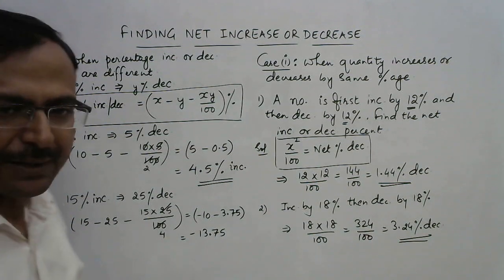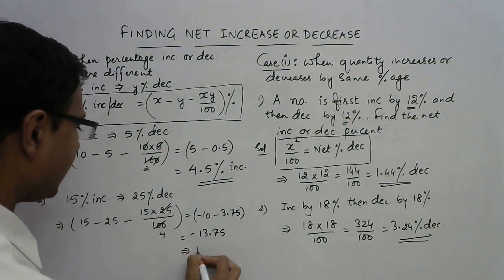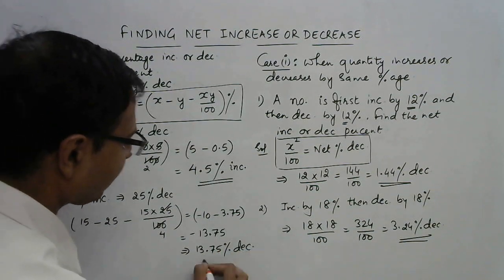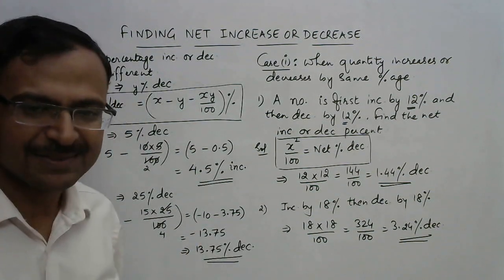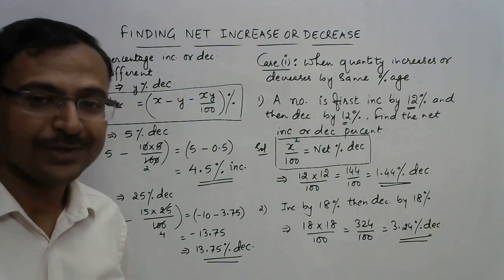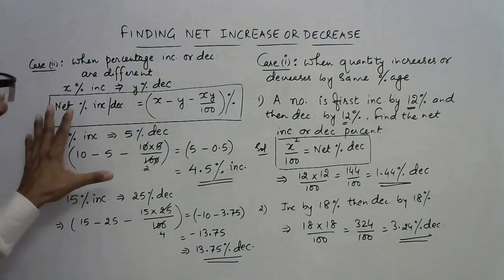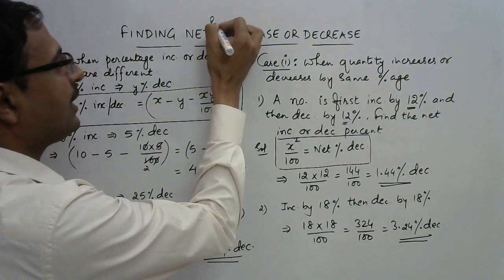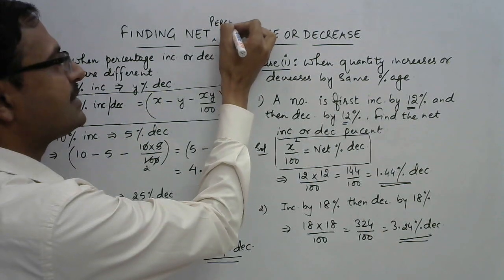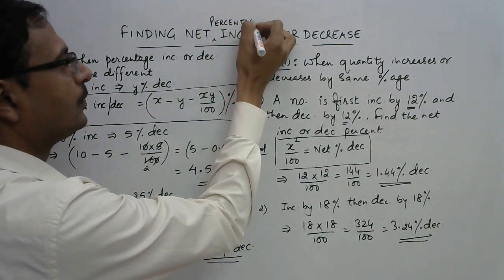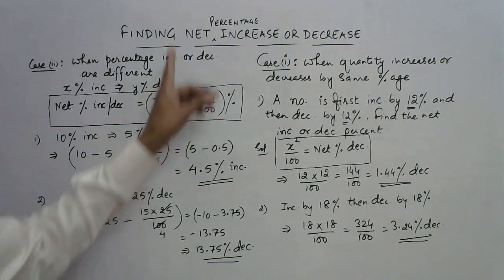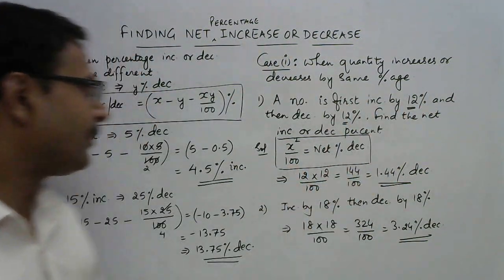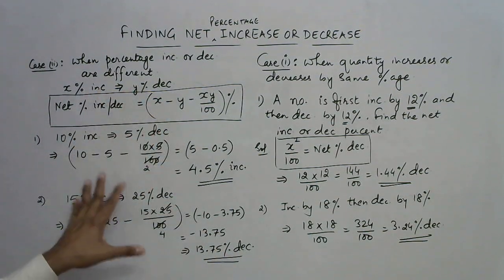What does that imply? It means 13.75% decrease. Negative means decrease. So friends, I hope you have understood the short tricks of calculating the net percentage increase or decrease. So to find the net percentage increase or decrease, if the percentages are same, you use this shortcut, and if the percentages are different, then you use this shortcut.